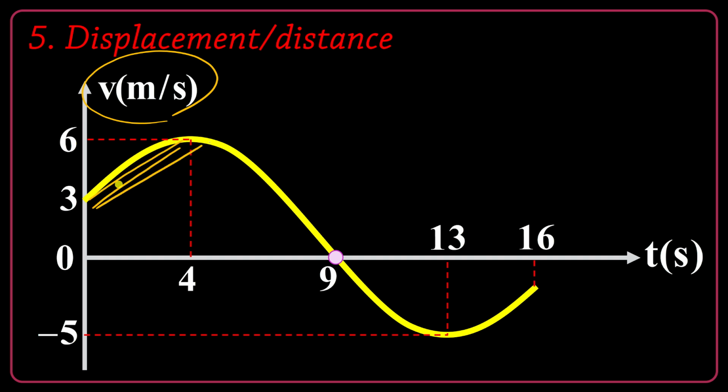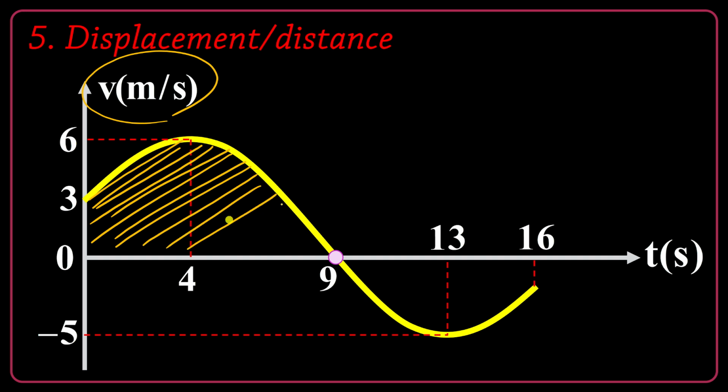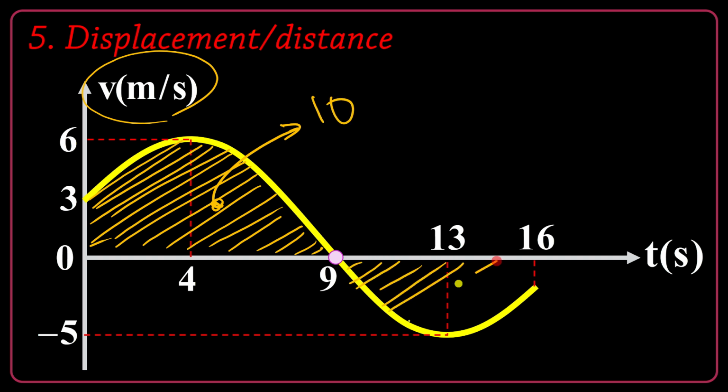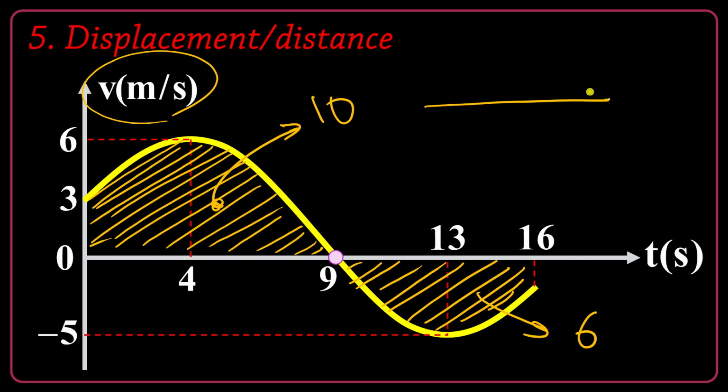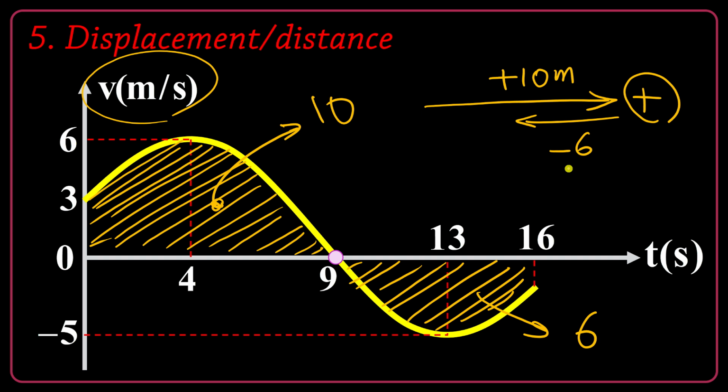Let's say the area under the graph, the area confined between the graph and the horizontal axis, the t-axis, here is measured to be 10. And then the area under the graph here is measured to be 6. Basically, 10 means that the object displaces 10 meters to the right, the positive direction of x, and then 6 meters in the negative direction of x. Okay, so the area below the t-axis indicates negative displacement, and above the t-axis, positive displacement.